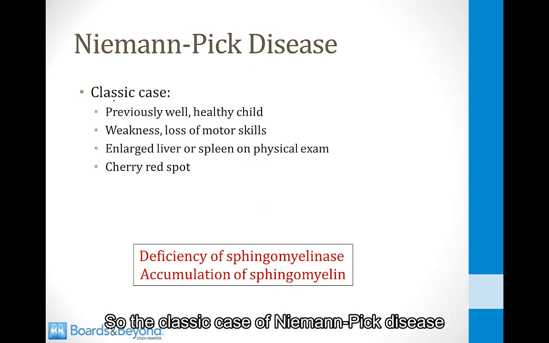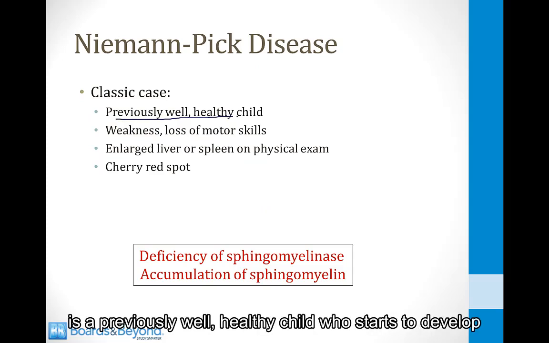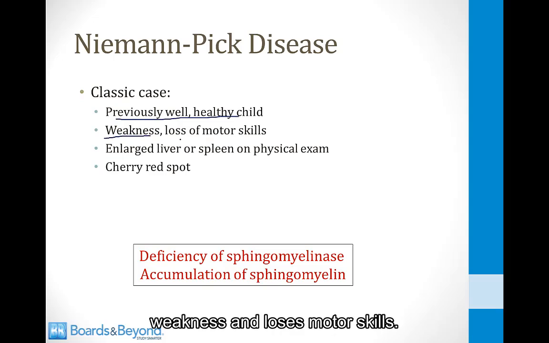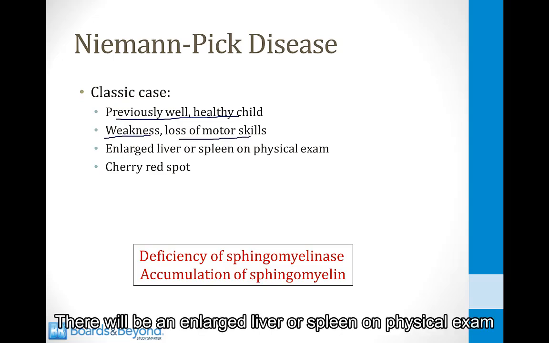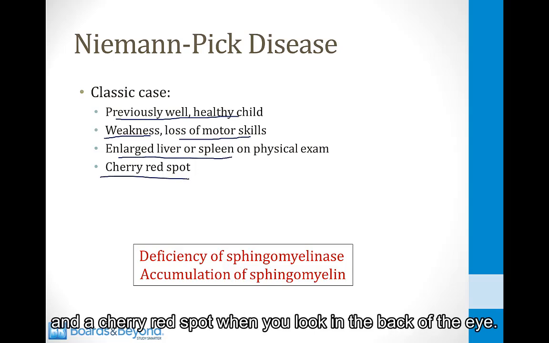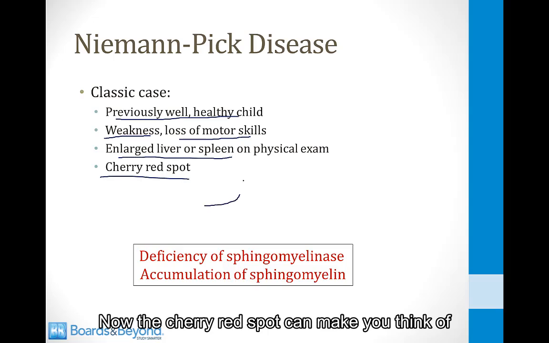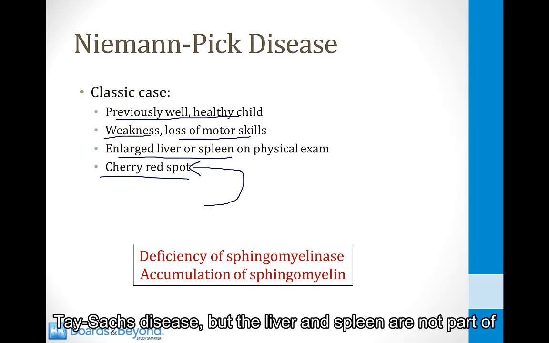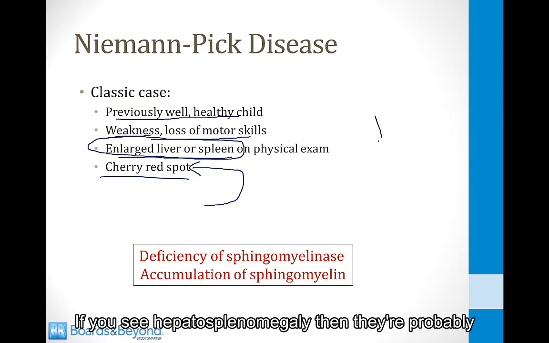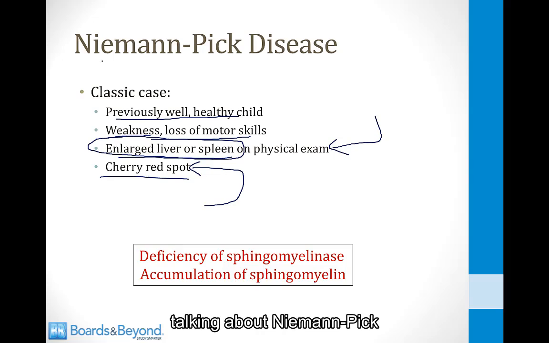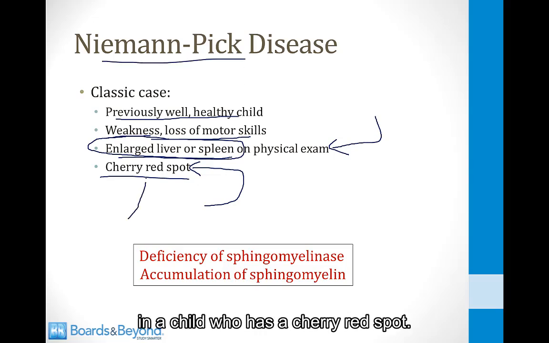So the classic case of Niemann-Pick disease is a previously well, healthy child who starts to develop weakness and loses motor skills. There will be an enlarged liver or spleen on physical exam and a cherry red spot when you look in the back of the eye. Now, the cherry red spot can make you think of Tay-Sachs disease, but the liver and spleen are not part of Tay-Sachs disease. If you see hepatosplenomegaly, then they are probably talking about Niemann-Pick in a child who has a cherry red spot.